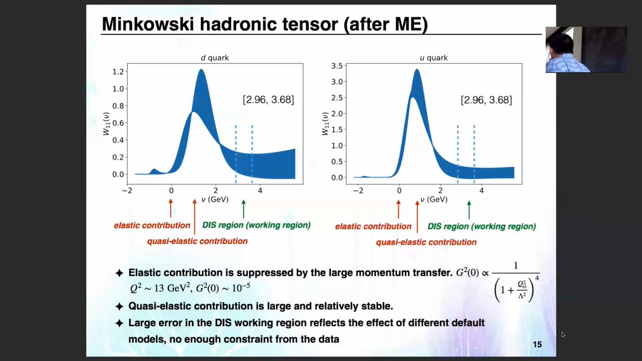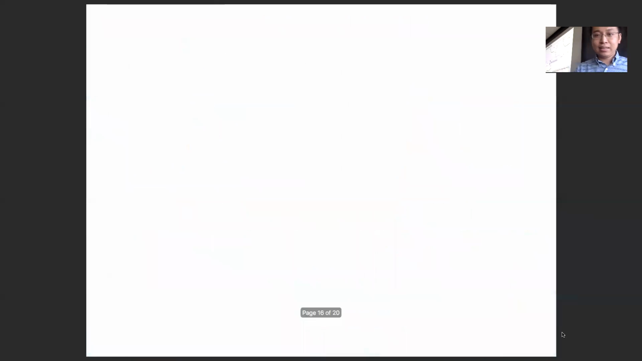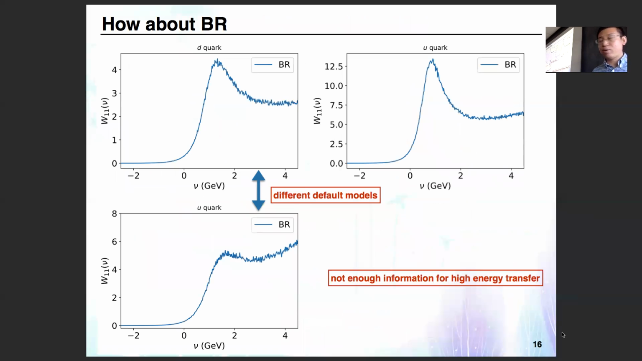The last thing I want to say is that the large error here is just because of the different default models, which means the data has no enough constraint in this region. This is the result from DR because we are just recently working on this. I don't have a good idea yet of how the default model will affect it, but compare the left two.